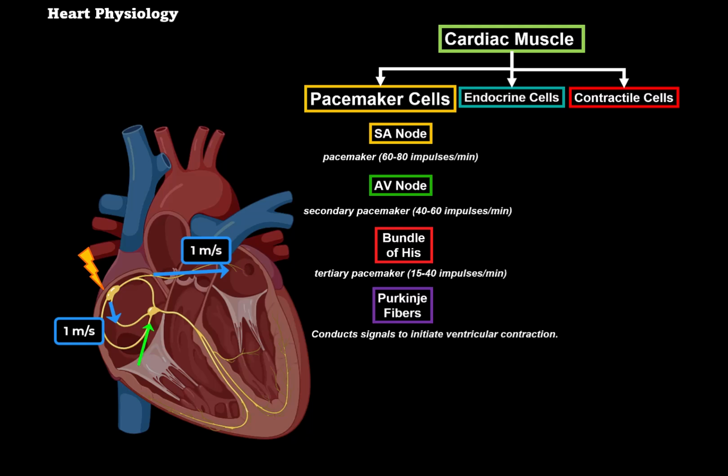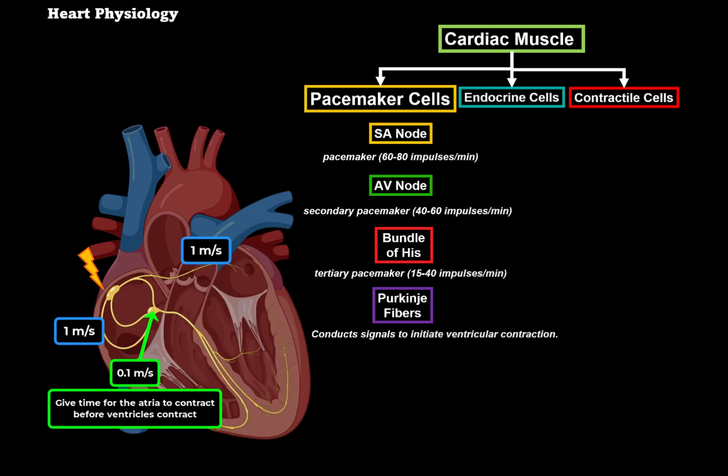When the impulse reaches the AV node, it slows down to about 0.1 meters per second, which is literally the slowest speed of impulse transmission throughout the heart. Now, what's the significance of this? Because it has significance. One of the significances of allowing the AV node to delay the impulse before it sends the impulse down through the interventricular septum to the bundle of His is that it wants to give time for the atria to contract before the ventricle contracts. I can't express how important this is.